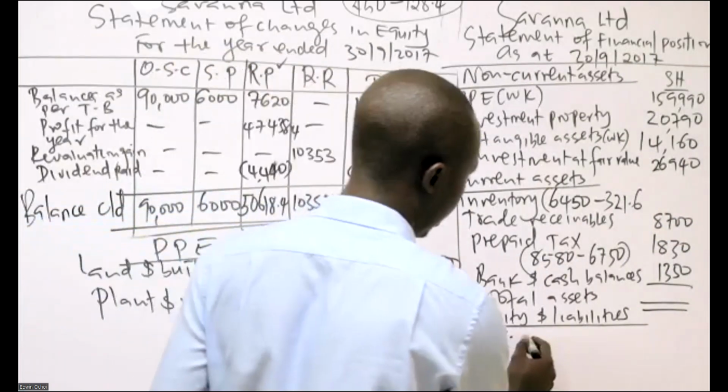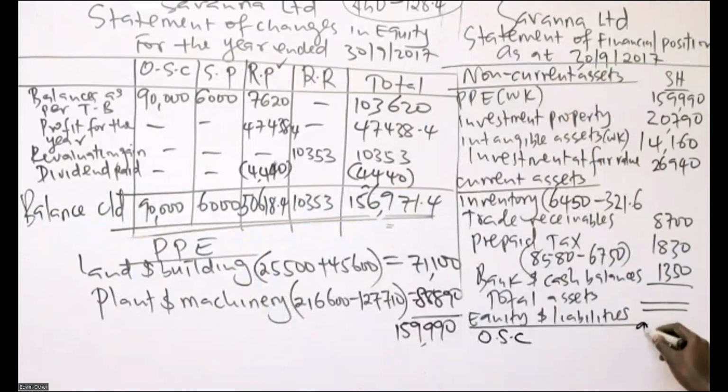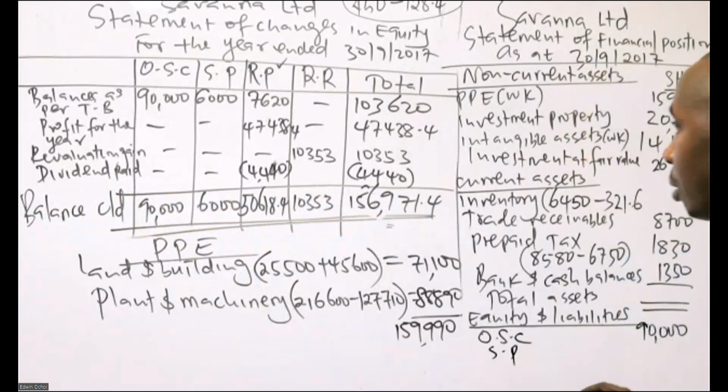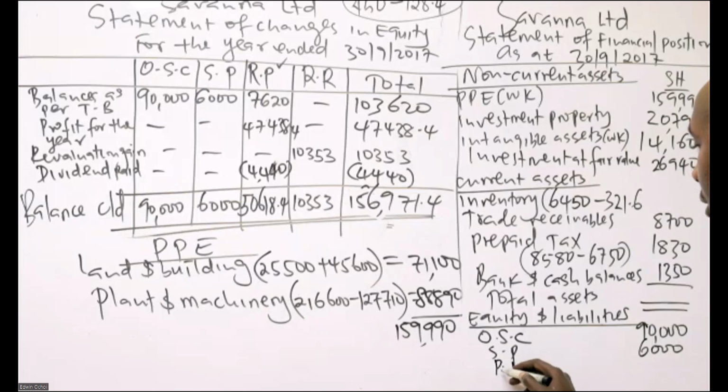Ordinary share capital, 90. Share premium, 6. Revaluation reserve, retained profit first, 56,18.4. Revaluation reserve, 10,353.